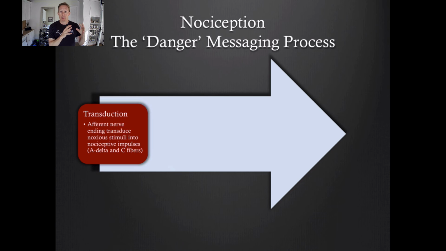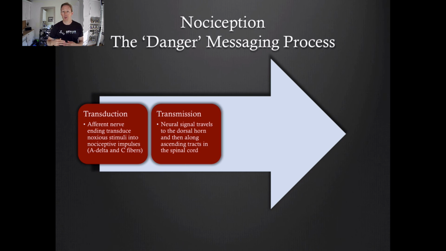So first we have transduction. We take this dangerous stimulus, noxious stimuli, and that's transduced into nociceptive impulses. And those are carried by A delta and C fibers. These are types of nerve fibers. Okay, so first we transduce that stimuli into impulses, and then we transmit it. So transmission: this neural signal is carried to the dorsal horn, which is part of the spinal cord, the back side of the spinal cord, and then it's going to go up ascending tracts in the spinal cord.